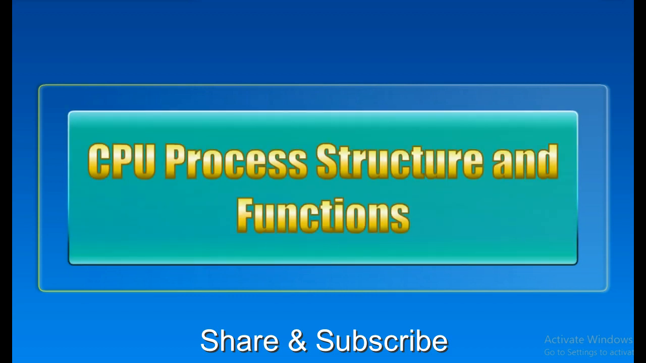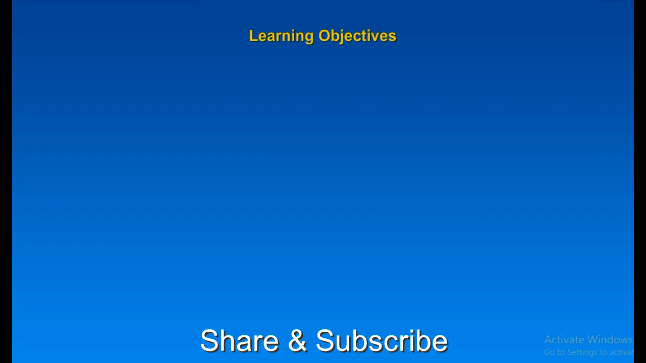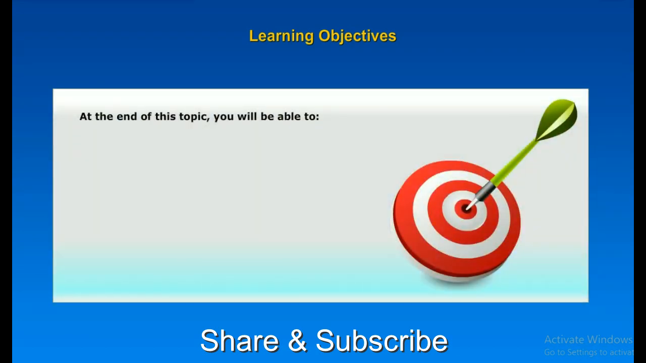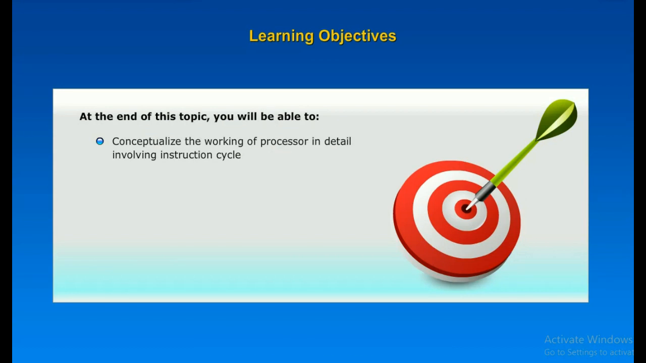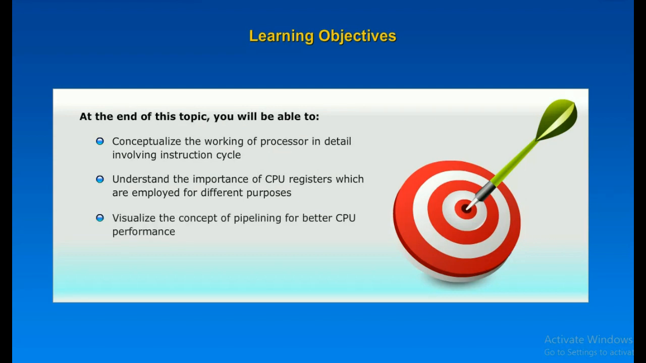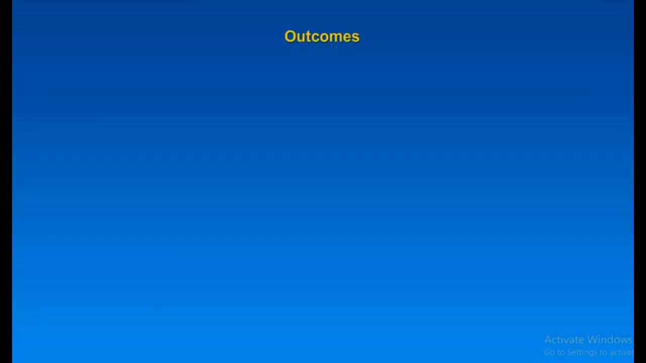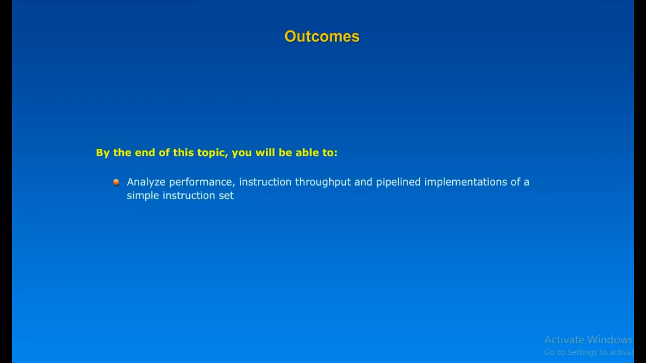CPU process structure and functions. Learning objectives. At the end of this topic, you will be able to conceptualize the working of the processor in detail involving the instruction cycle, understand the importance of CPU registers, which are employed for different purposes, and visualize the concept of pipelining for better CPU performance. Outcomes. By the end of this topic, you will be able to analyze performance, instruction throughput, and pipelined implementations of a simple instruction set, and apply the concept of pipelining in improving the speed of system performance.